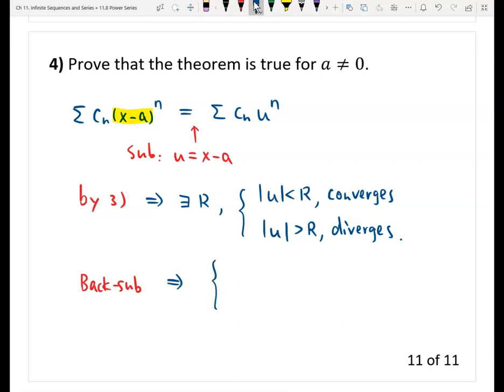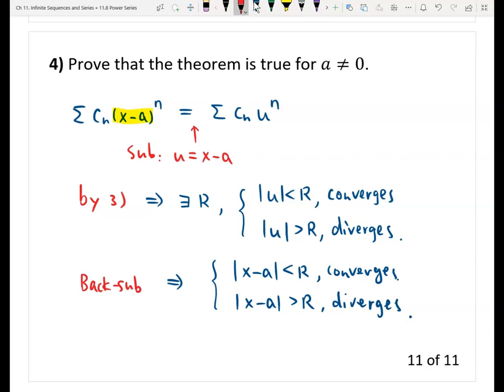Now, because U equals X minus A, therefore X minus A, the absolute value less than R, converges. And U greater than R, which means X minus A, absolute value greater than R, diverges. Can you see? Is this the theorem? Yes, definitely. So that's all the proofs. That's all.